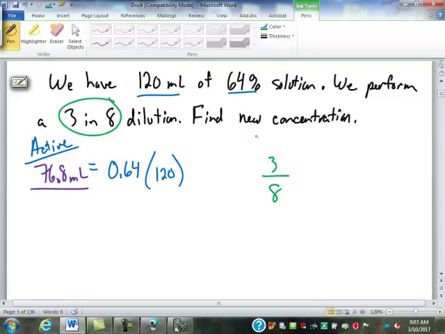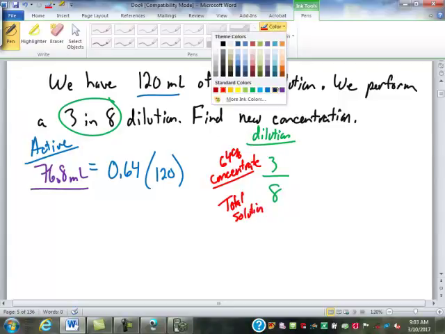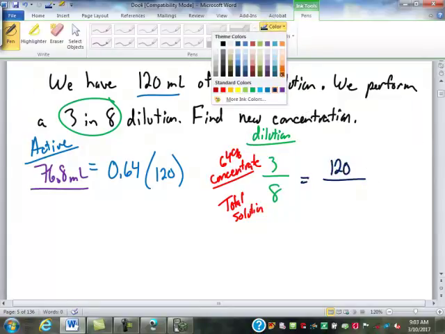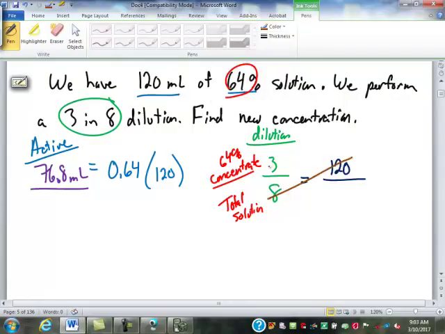The 3 in 8 dilution, the 3 represents the concentrate, in other words, the 64%. And the 8 is going to represent the new total. So if we started out with 120 milliliters, cross multiply and divide, 8 times 120 milliliters divided by 3, we're now going to have 320 milliliters of that solution.